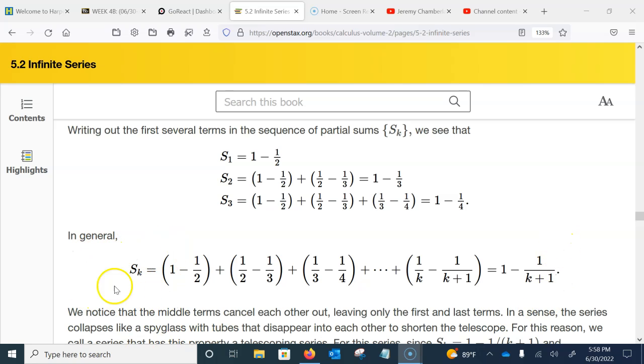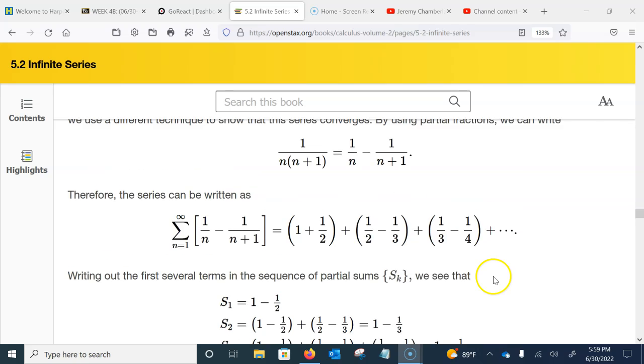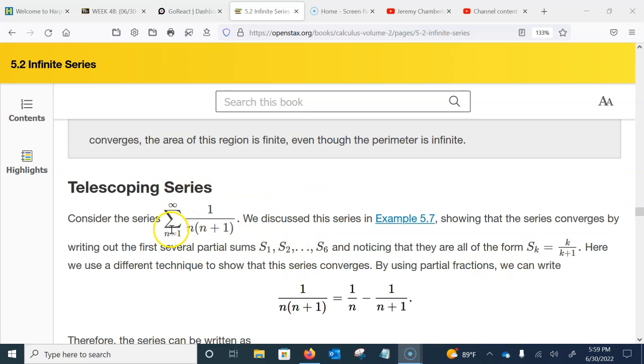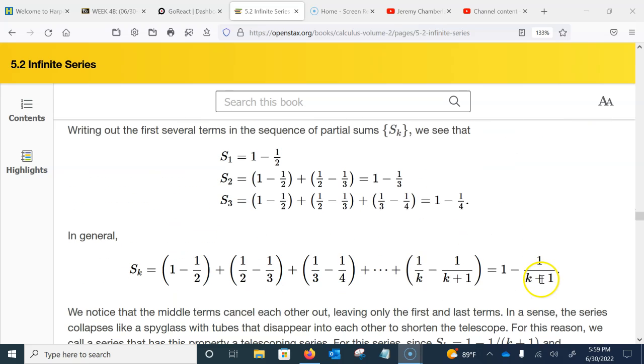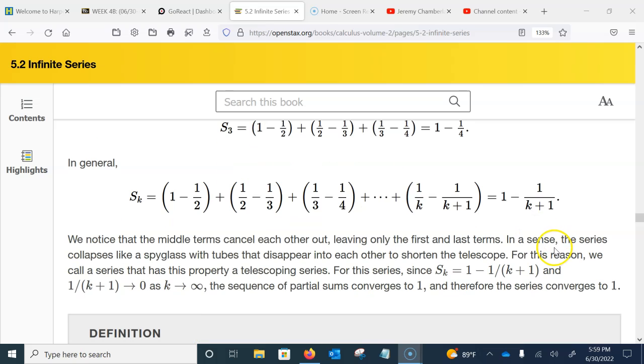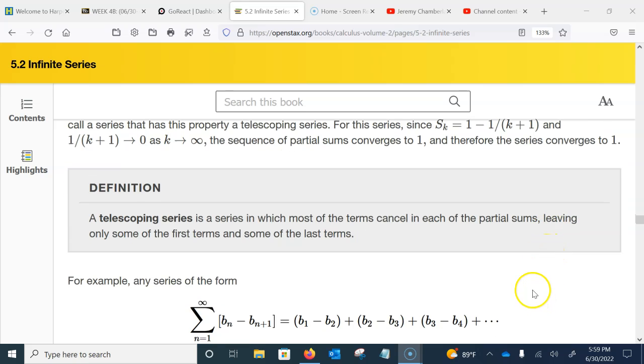Now I can take the limit of the partial sums as k goes to infinity. The limit as k goes to infinity of this would be 1 minus 0, because as k goes to infinity, this denominator is arbitrarily large, and 1 over arbitrarily large is 0. So 1 minus 0 is 1. By thinking of it as a telescoping series, we can easily get the formula for the partial sums, 1 minus 1 over k plus 1, and taking the limit as k goes to infinity, the sum is 1. I think these telescoping series are kind of fun to do.